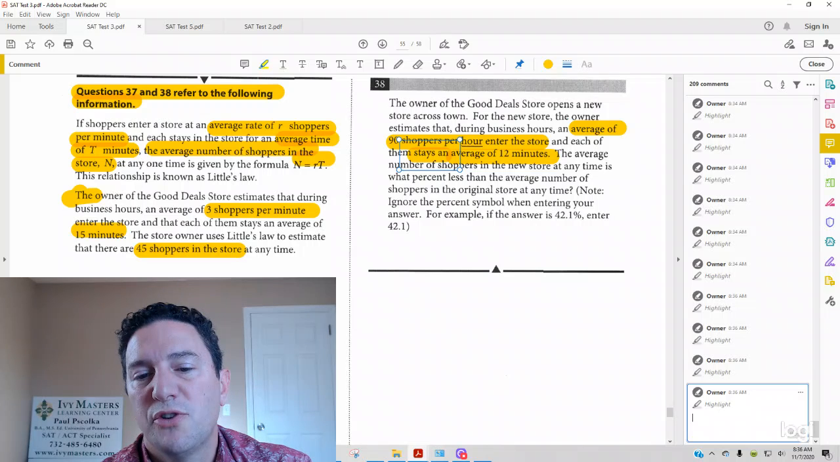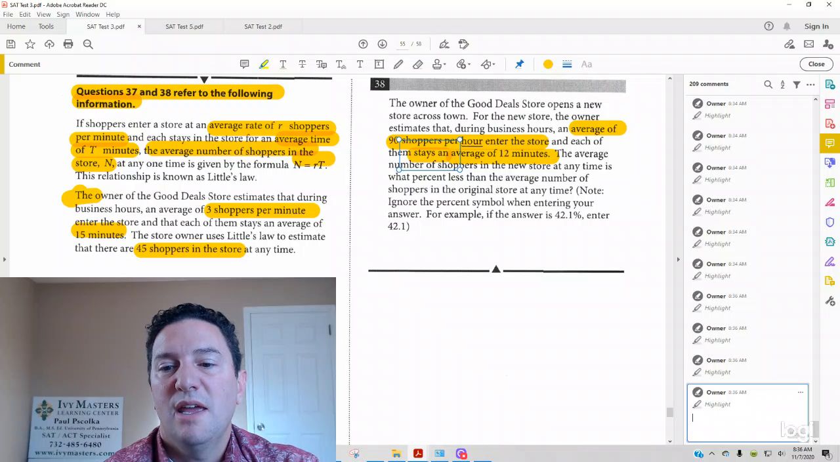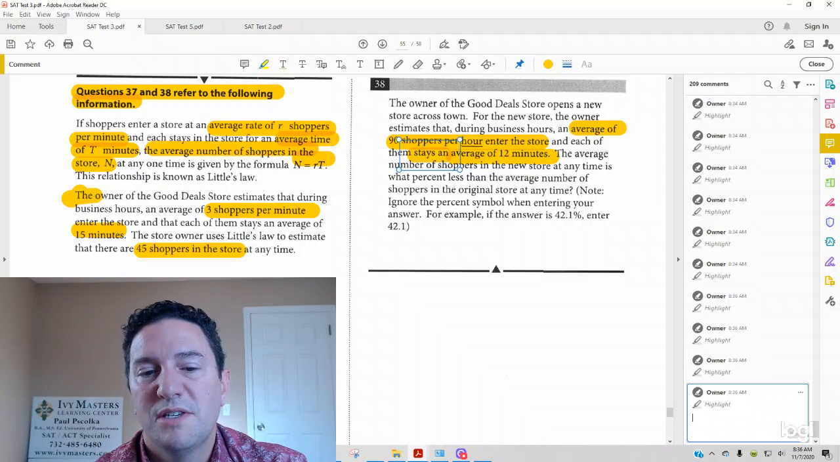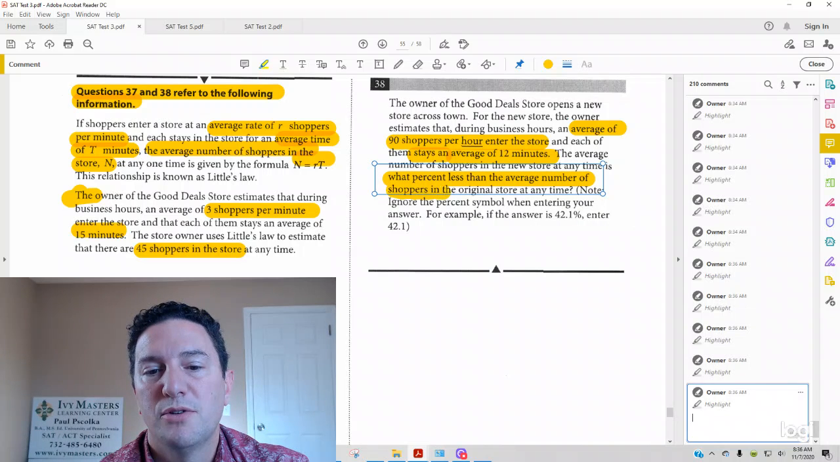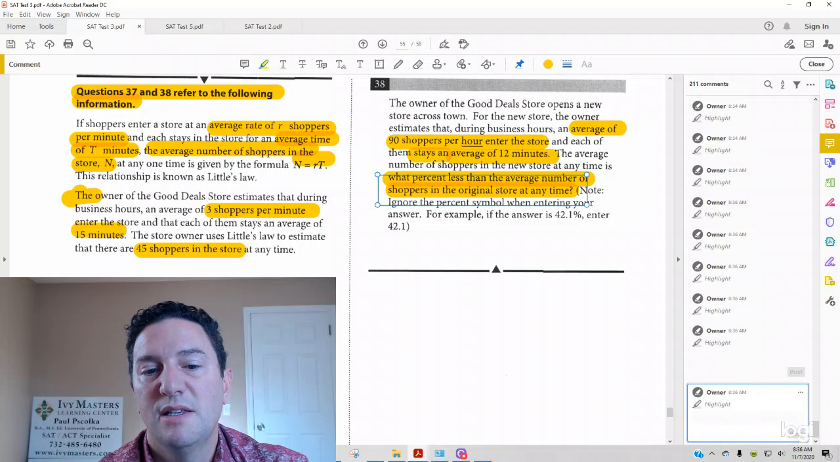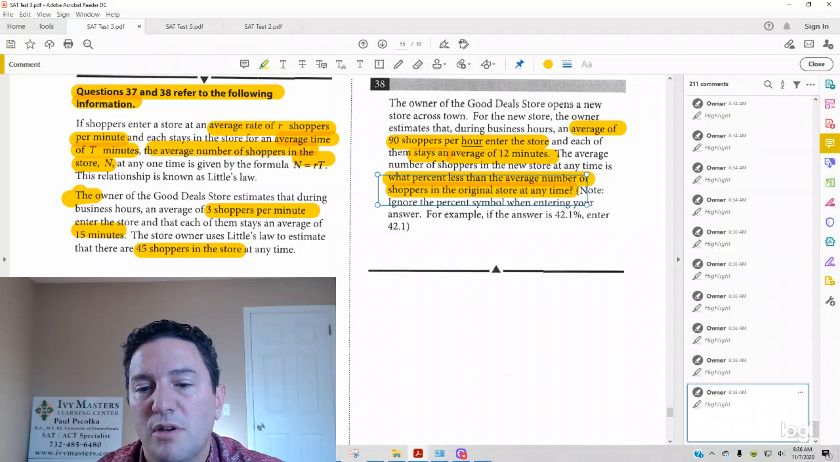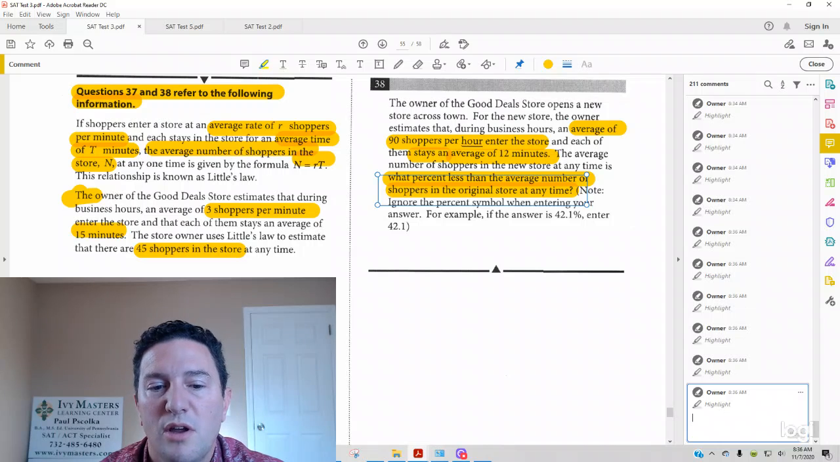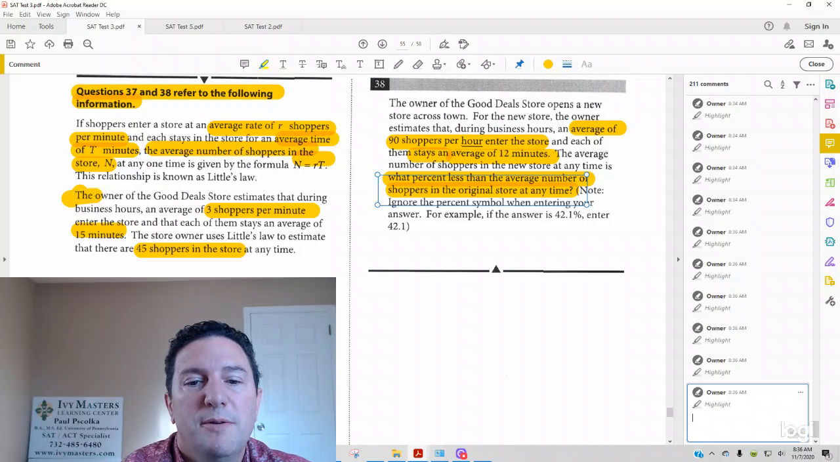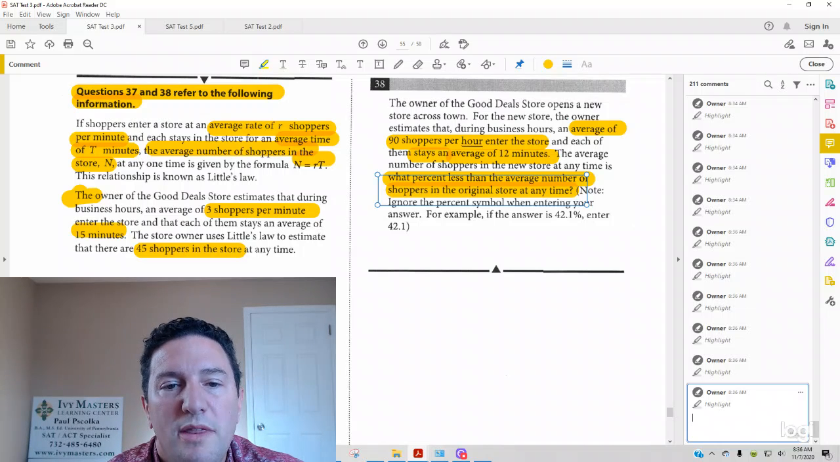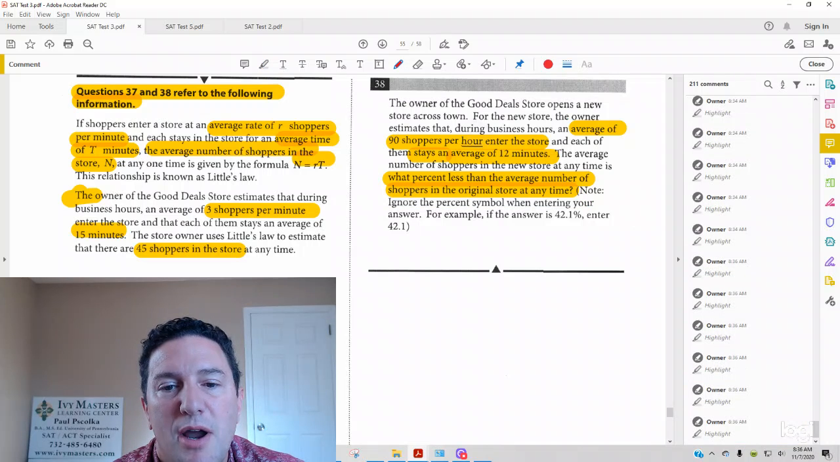The average number of shoppers in the store at any time is what percent less than the average number of shoppers in the original store at any time. Note, ignore the percent symbol when entering your answer. For example, if the answer is 42.1, enter 42.1. So one thing to note is that it says per hour.